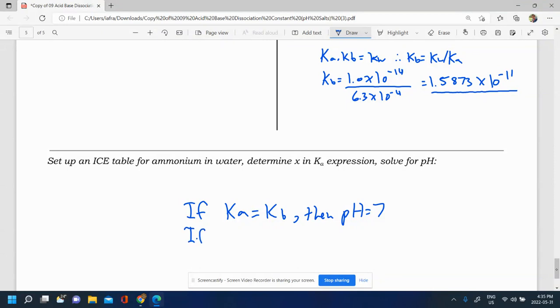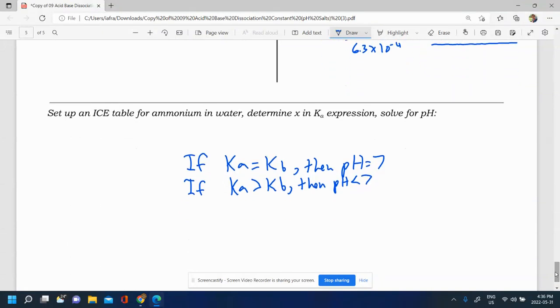If Ka is greater than Kb, then the pH will be less than 7 because your acid is a better acid than your base is a base, because your Ka is larger. And if your Ka is less than Kb, then the pH is greater than 7 because your base is better at being a base than your acid is at being an acid, since you have a bigger Kb.